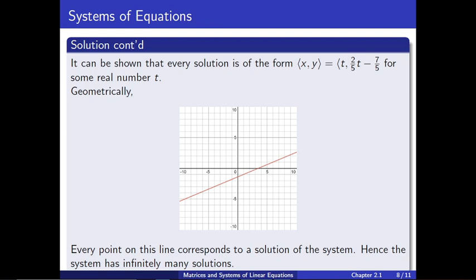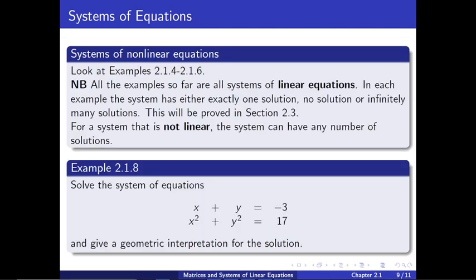So the geometric sense tells us that we have got an infinite number of solutions, because every point on the line is going to satisfy the two equations. And the algebraic calculations showed us that we have got an infinite number of solutions. So they both agree on this, right?